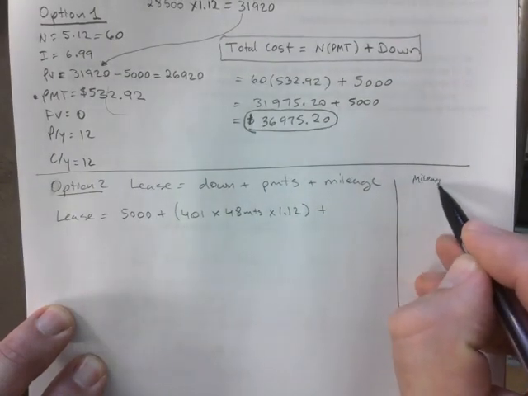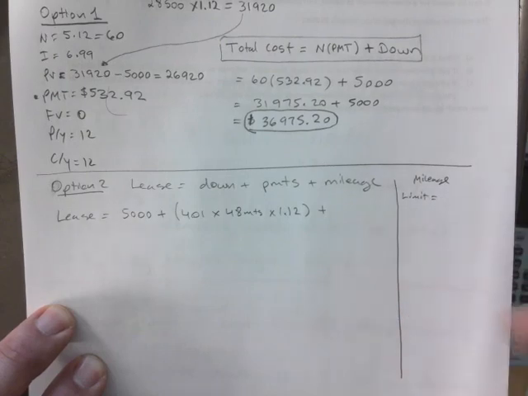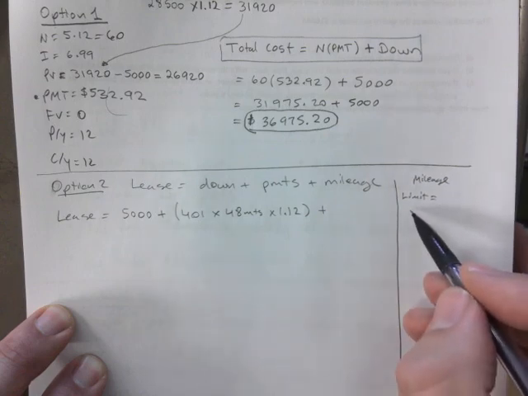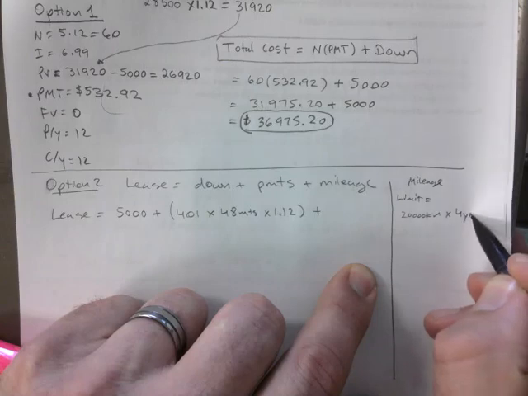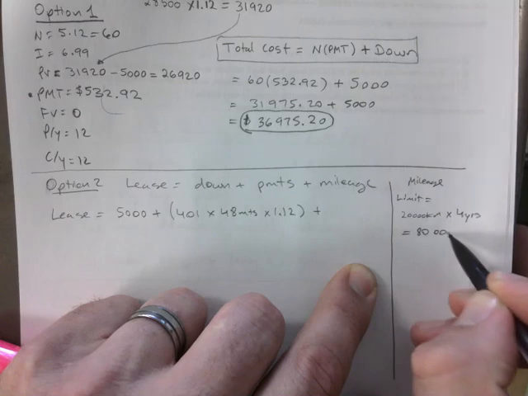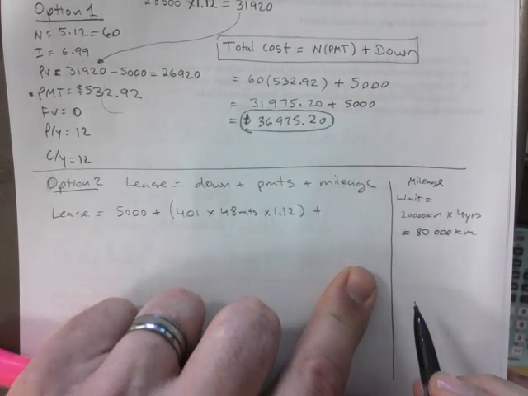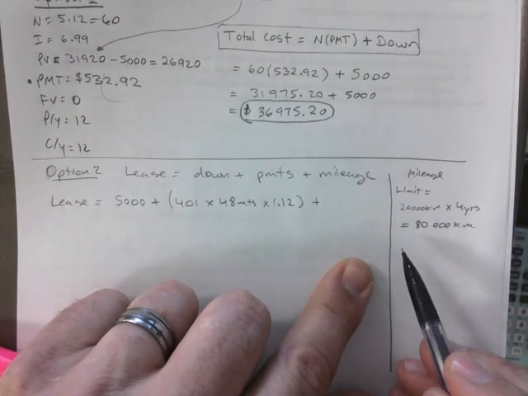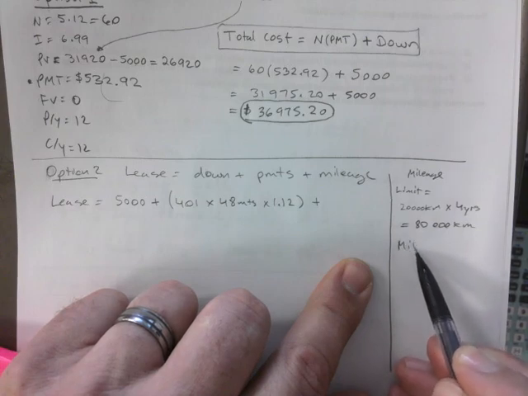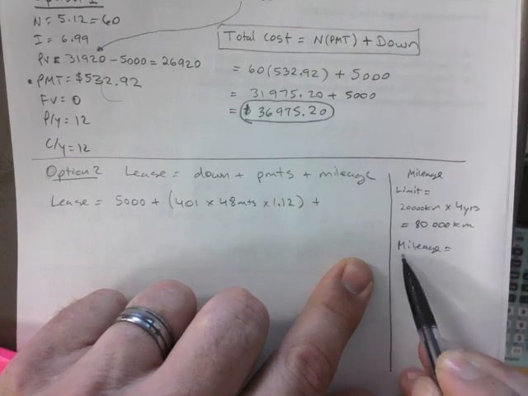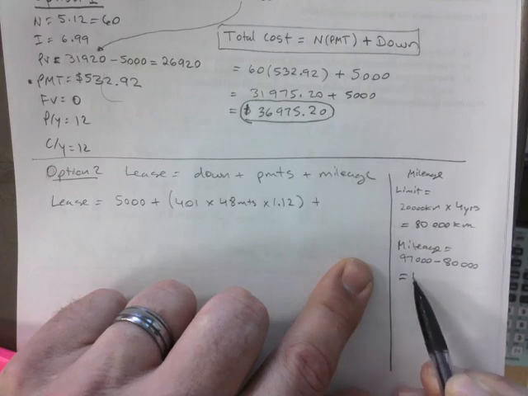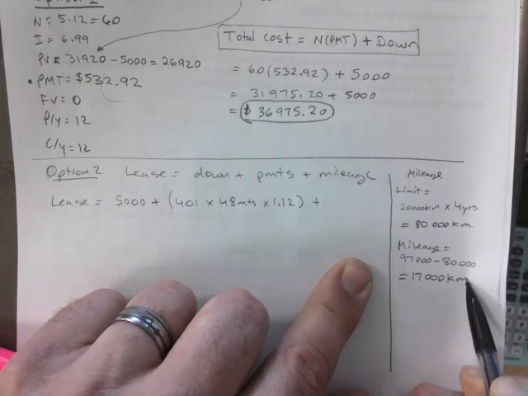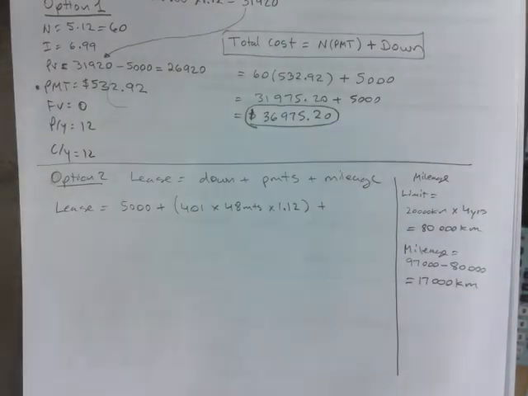Mileage. What is my limit? You got to be careful. It's 20,000 per year, right? How many years are we talking about in this lease? We're talking 20,000 kilometers times 4 years. So our limit is 80,000 kilometers. What did we drive? 97,000. So we're over. So mileage, that's what I'm going to do here, is I'm going to go 97,000 minus the 80 that you were allowed to drive. So there's 17,000 kilometers that you're going to be charged extra. I'm going to give that a color here to stand out.